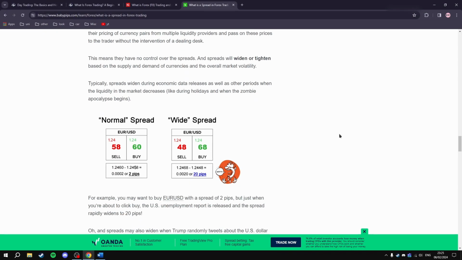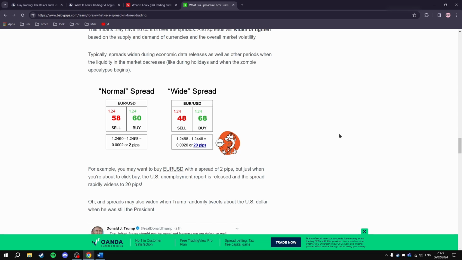Normal spread, 2 pips. Wide spread, 20 pips. For example, you may want to buy the EUR/USD with a spread of 2 pips, but just when you're about to click buy, the US unemployment report is released and the spread rapidly widens to 20 pips.